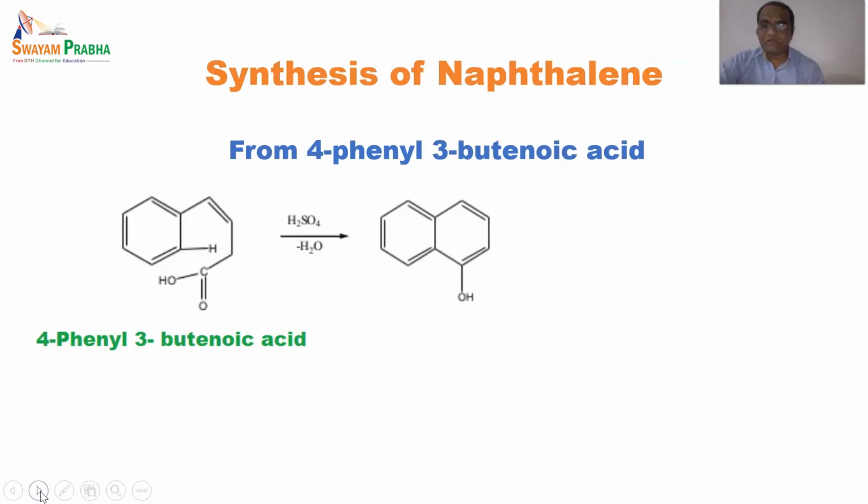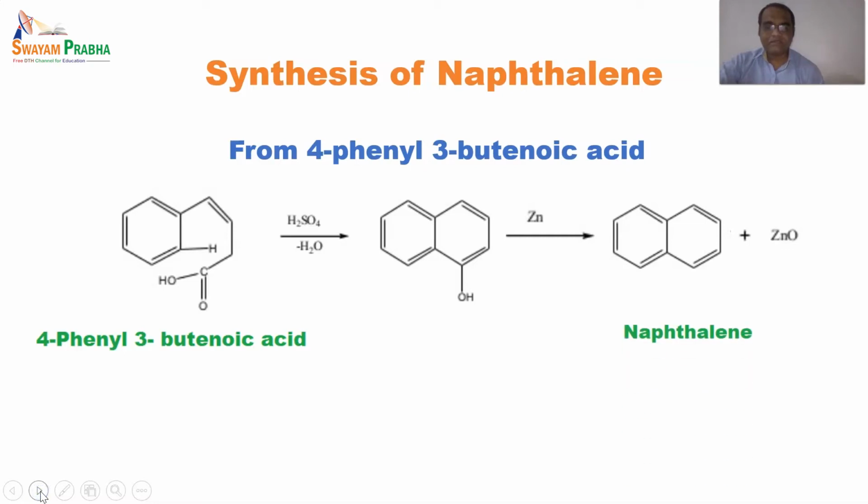A water molecule is removed and it forms a cycle, and in this cyclization it has been substituted by OH. To remove this OH, it is treated with zinc, and as soon as it is treated, it forms naphthalene at the end, forming zinc oxide.